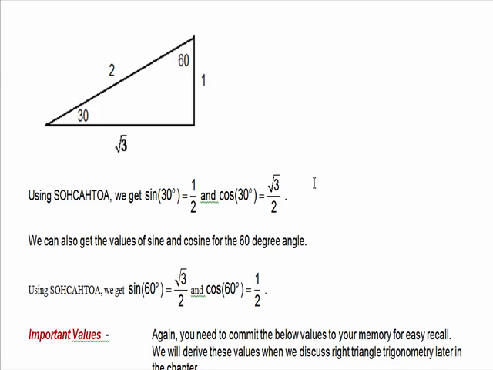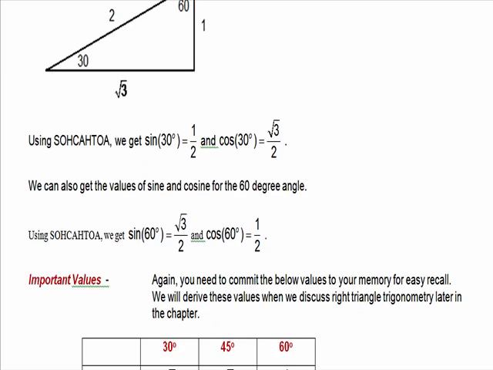As I said before, I can also get the values of the sine and cosine for a 60-degree angle. And I can use the same triangle, except now I just use the 60-degree angle. So the sine, again using opposite over hypotenuse, opposite the 60, now is the root 3. And the hypotenuse is still 2. So the sine of 60 degrees is root 3 over 2. Cosine of 60 degrees, adjacent over hypotenuse, so here's my 60. Adjacent to that is a 1, and the hypotenuse is 2. So the cosine of 60 is 1/2.